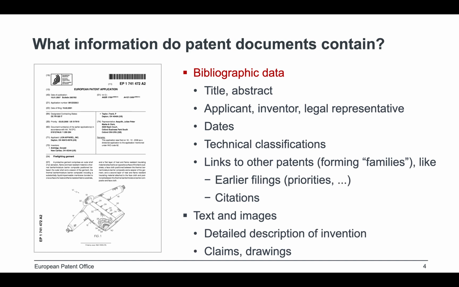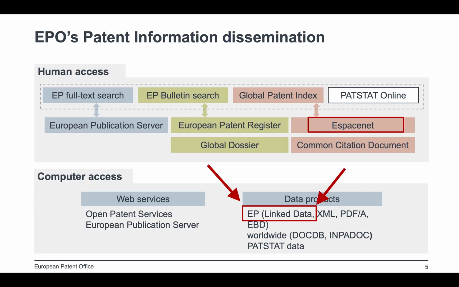What you see here is a short overview of the various data sets and online tools we have at the European Patent Office. We have information about European patents or worldwide patents, and they're available as online tools via APIs or as raw data products. And we will be talking about that raw data product, which is called linked open EP data.